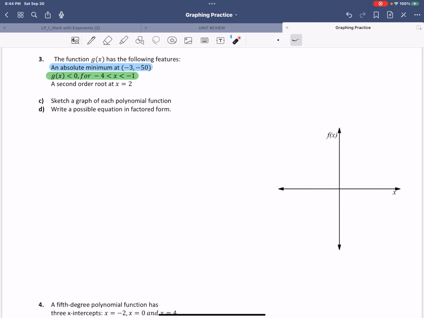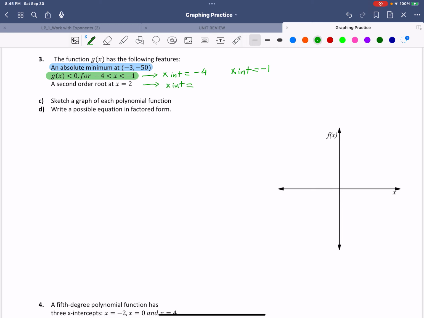Similarly, from positive to negative, it has to pass through 0. From what I see here, the endpoints are at -4 and -1. So these two endpoints translate to x-intercepts for the graph of the function. I'll write this down so I see it, and when I see it, I know how to put it on the graph. And it has a second order root at x equals 2. So there goes another x-intercept.